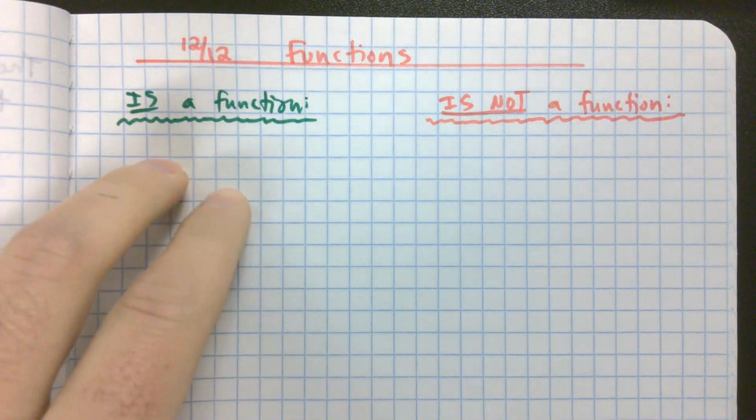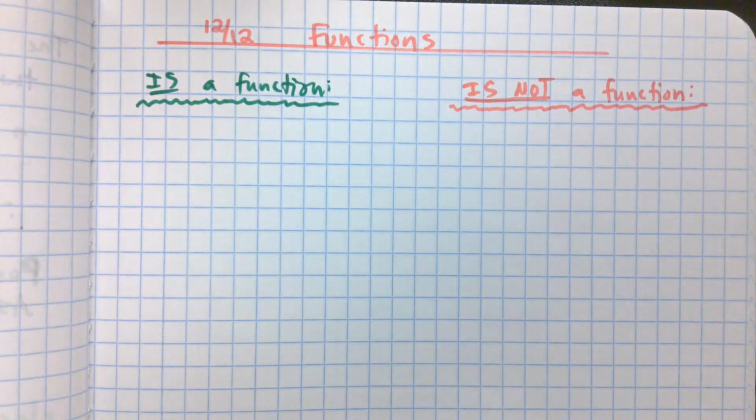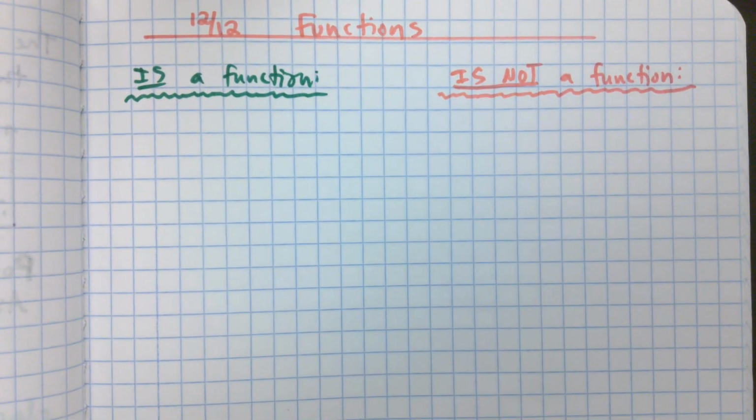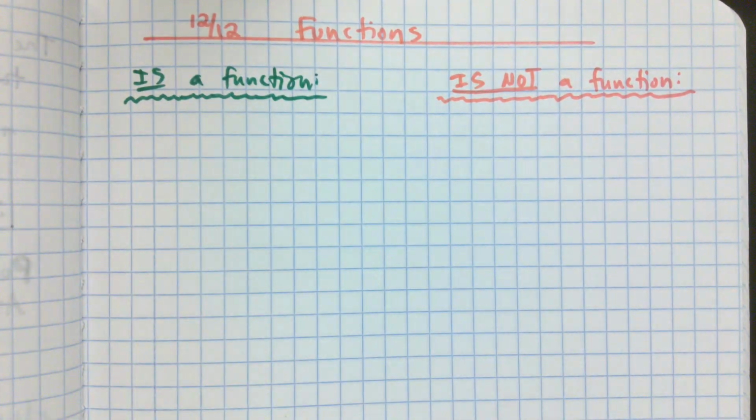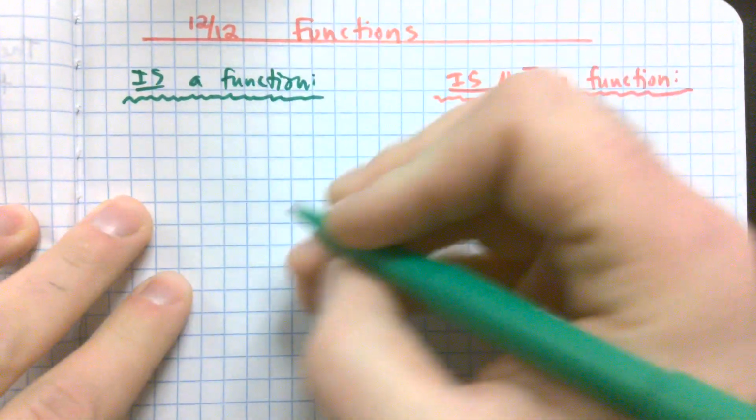Couple ways to tell if we have a function versus if we do not have a function. Once we get through that, we'll talk about the specifics of things that are functions, like we just reviewed with Blooket: proportional, non-proportional, linear, non-linear. So we know that it is a function.